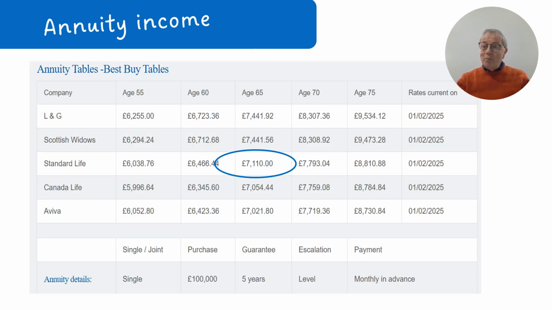If we look at my Best Buy annuity tables, a man of 65 or a lady of 65, because there's no difference in pricing nowadays, for a single life annuity with £100,000, guaranteed 5 years, level monthly payments, an average annuity is £7,110 per annum. So you can see the annuity and the mortgage come out to be the same.